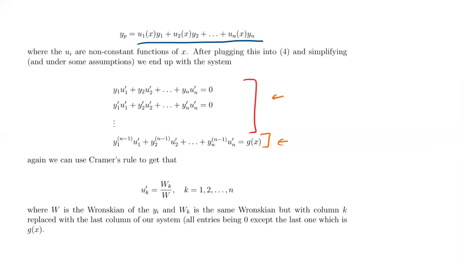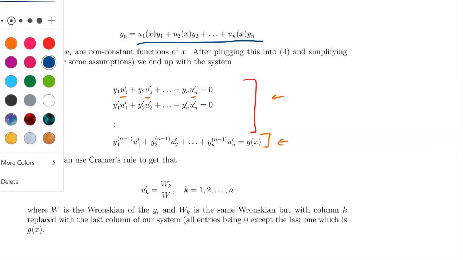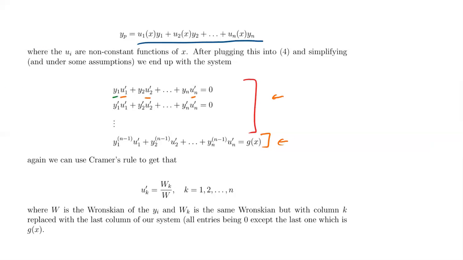And if you remember, what we ended up with here was a system of linear equations where the unknowns are the derivatives of the u's. Right? Those are the unknowns in each of the equations. And the y's we know, because the y's come from the complementary solution. And if we know the y's, we can take the derivatives. So really, all that we need to do is find the u sub i's prime.